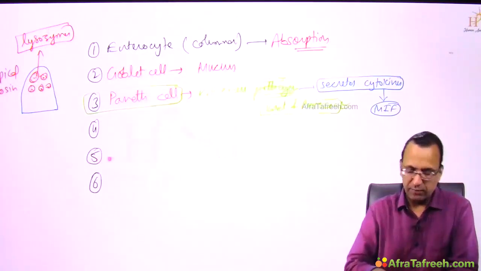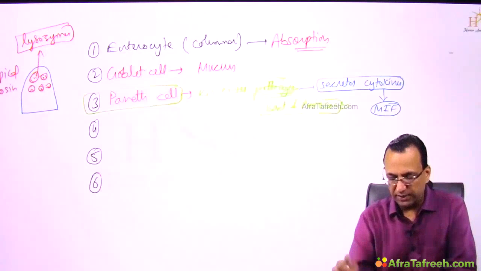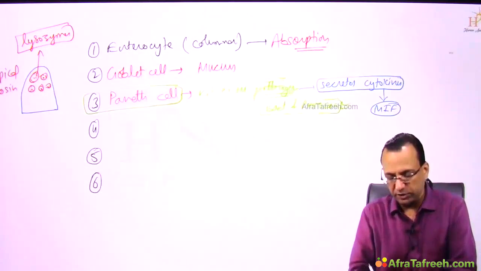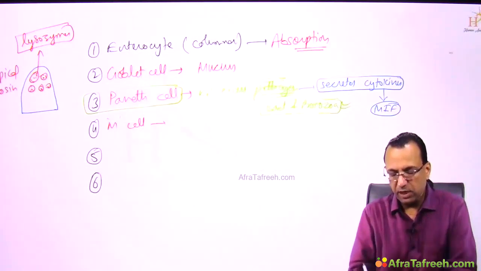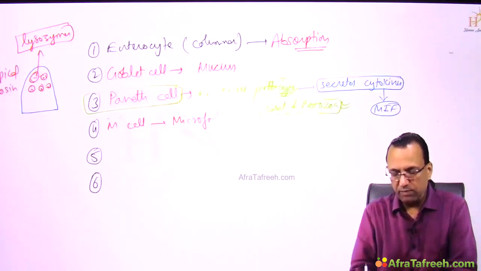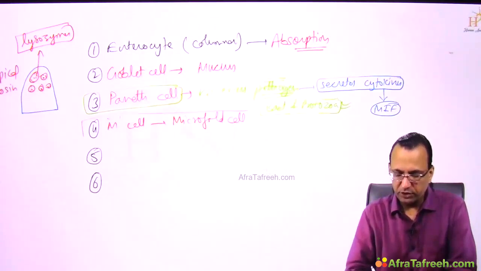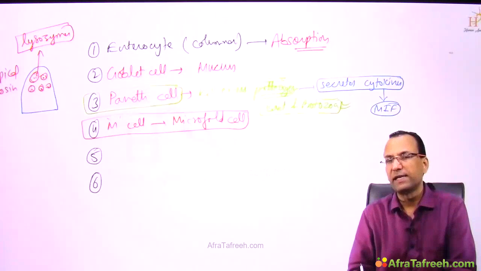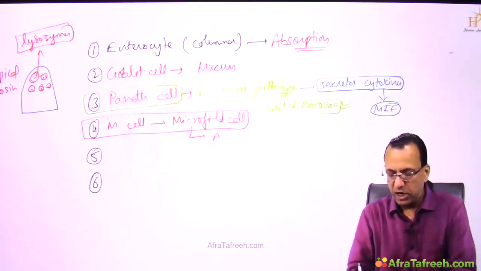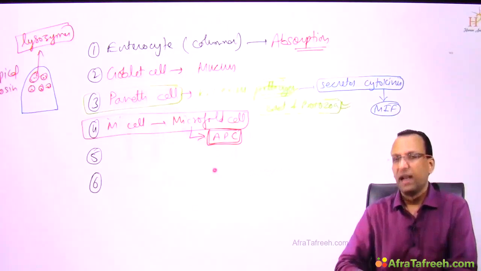What are cell numbers 4, 5, 6? Cell number 4, actually there is another immunity cell which is called the M cell. What is that? Microfold cell. And what is the microfold cell for? Cell number 4, the M cell, the microfold cell, is immunity providing. Actually, it is an antigen presenting cell. It is picking up the antigen and presenting it to the lymphocytes.